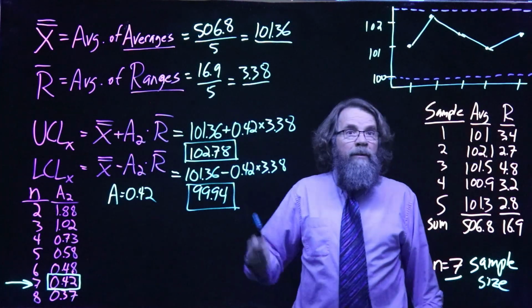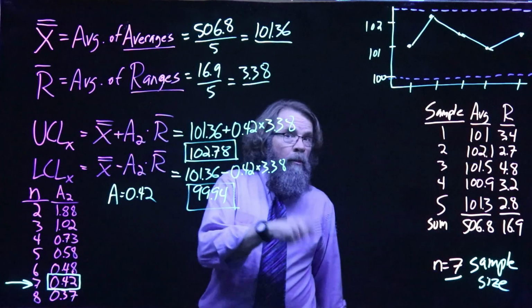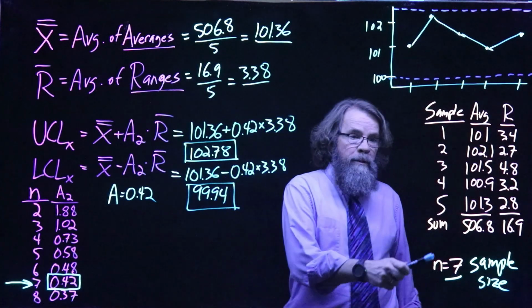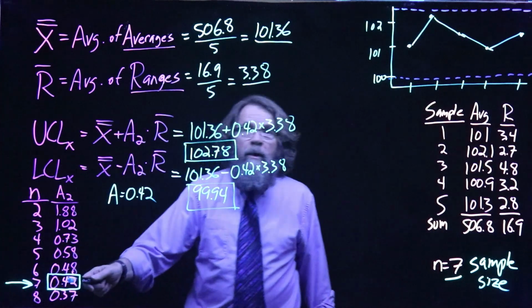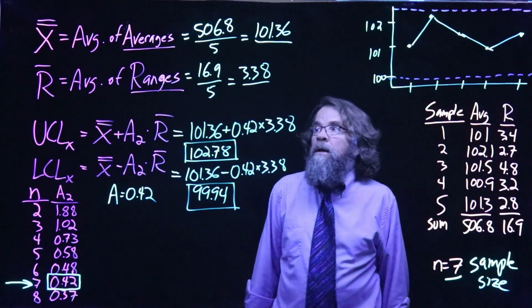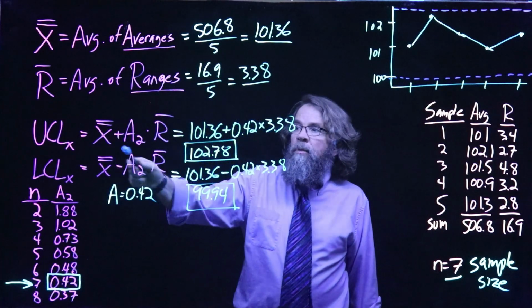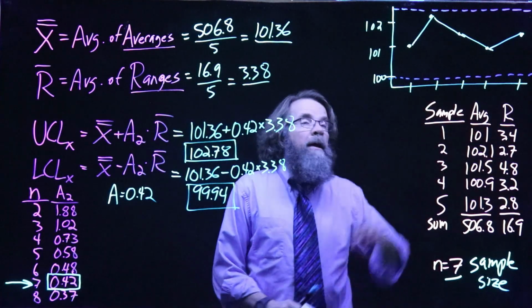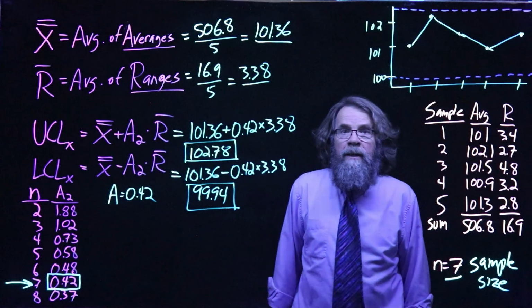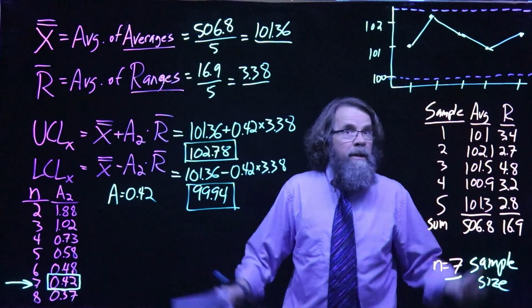And then to get the control limits, we needed to know one more thing, the A2 value, which depends on the sample size n, and our sample size was 7, so our A2 value is 0.42. So using X double bar plus or minus A2 times R bar, we calculated the control limits and we graphed them, and we see again in this example, our process is under control.